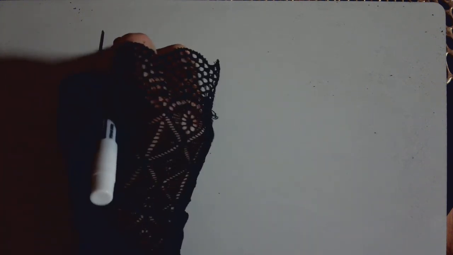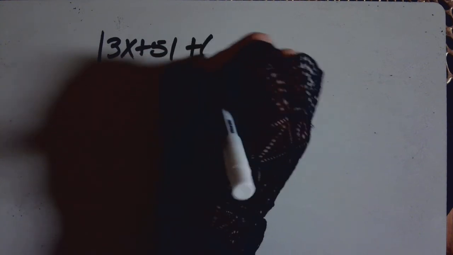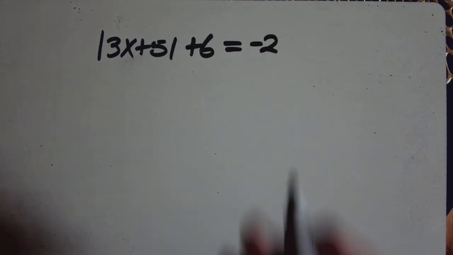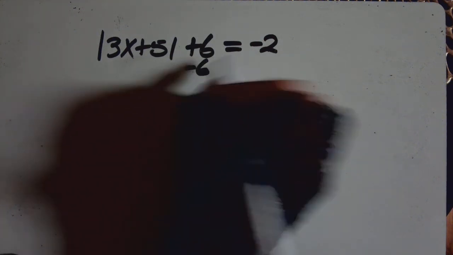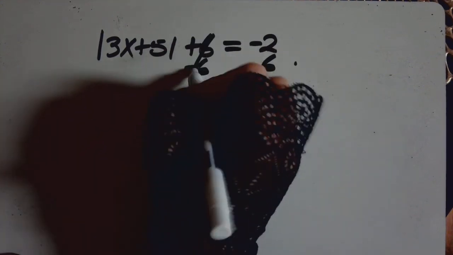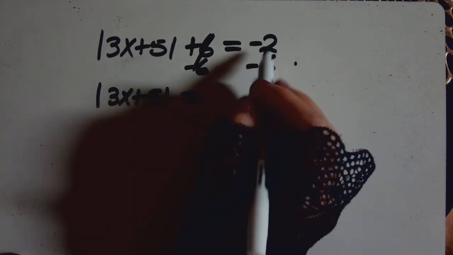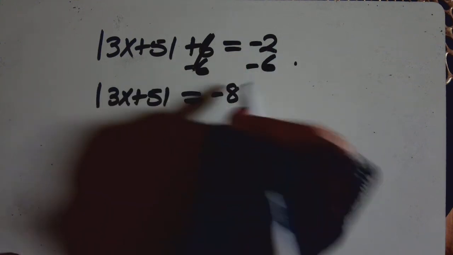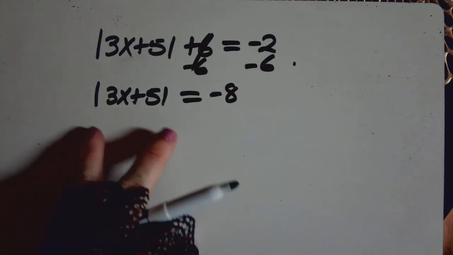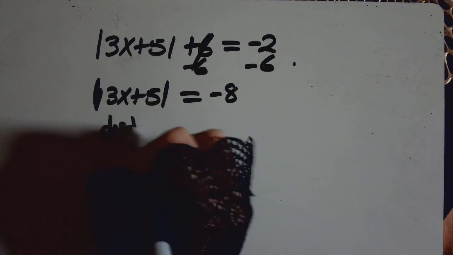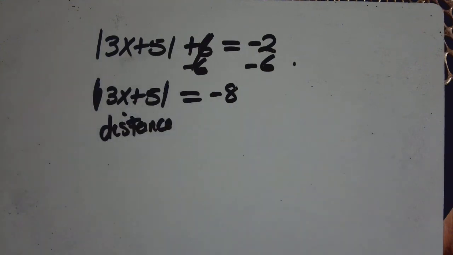So the absolute value of 3x plus 5, plus 6 equals -2. Okay, we don't decide anything just yet. We get it to where the absolute value equals a number and then we make the decision. The absolute value of 3x plus 5 equals -2 minus 6, which is -8. So you can see that for the first time here we have the absolute value, so think of that as distance. Okay, so put that in your brain.